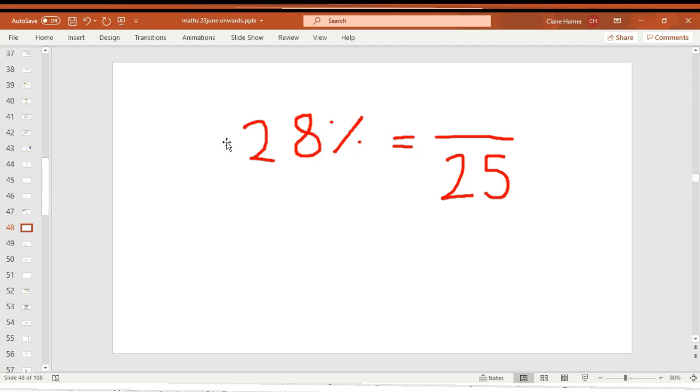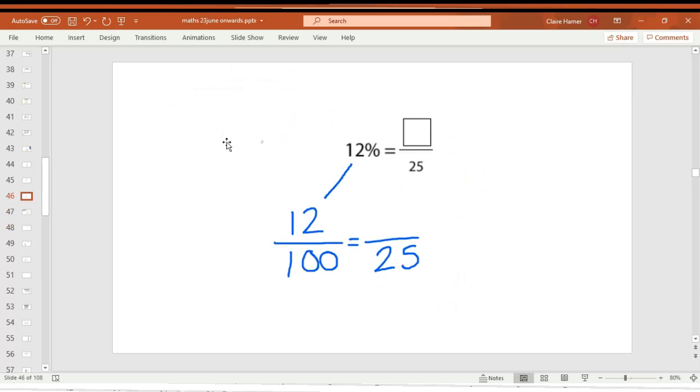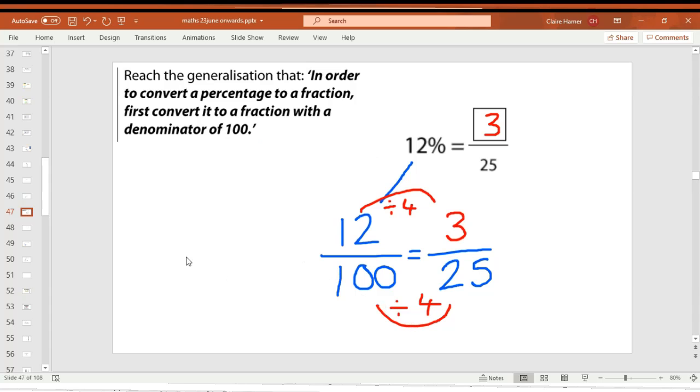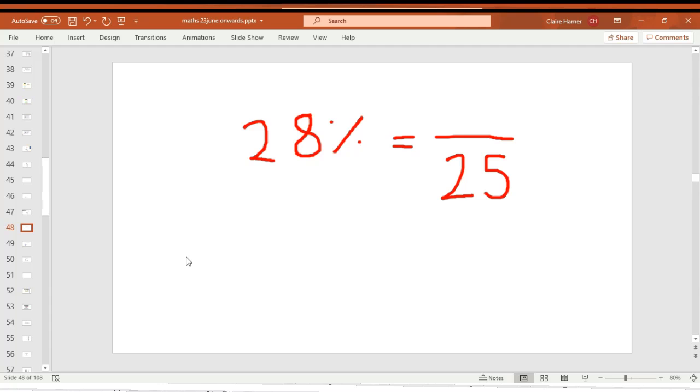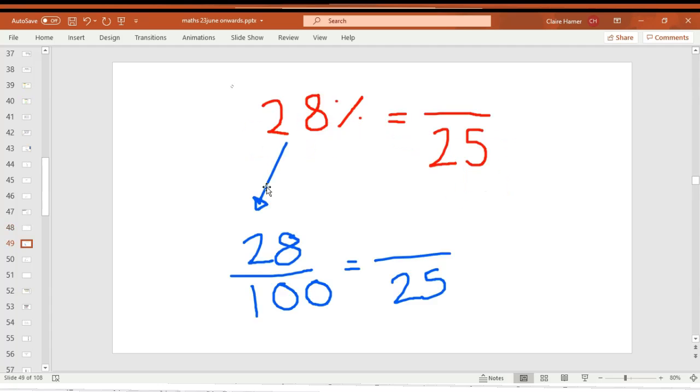See if you can do this one, following the same steps. Let me show you once more. First, make it out of 100. Then do your loops. You can do this, have a go. Right, I'm going to reveal the first step. So 28% means 28 out of 100.